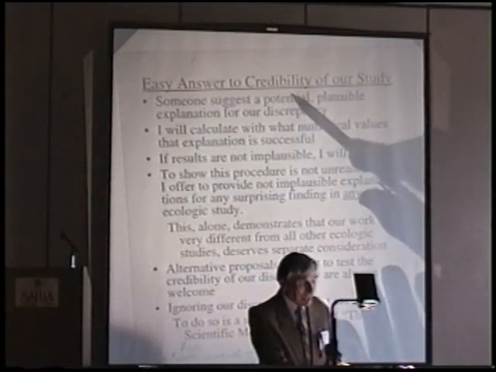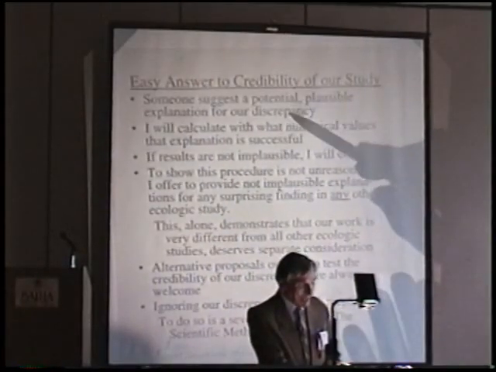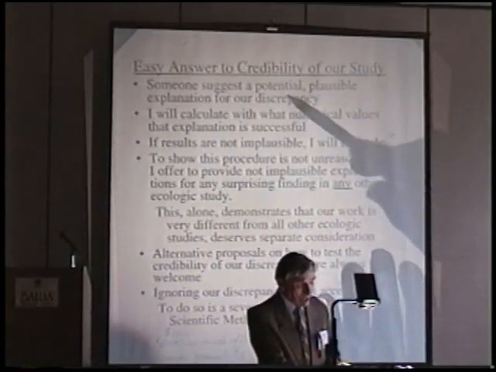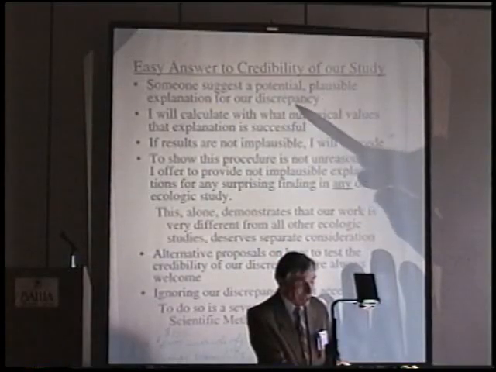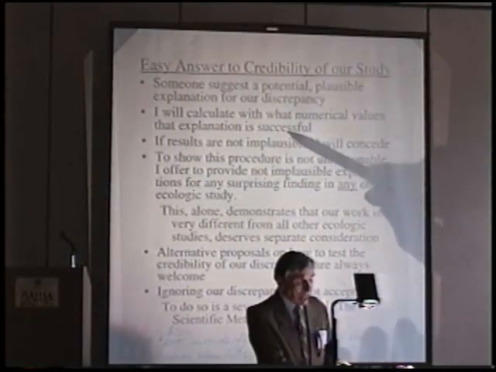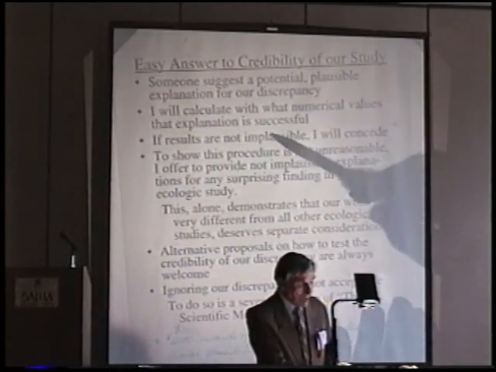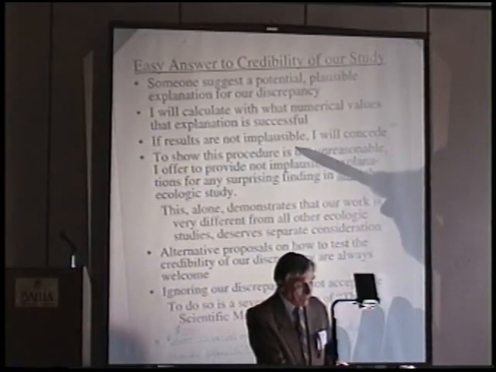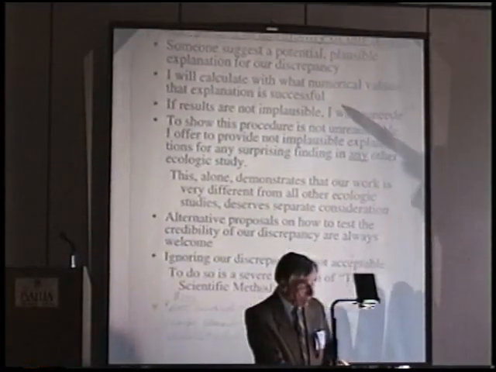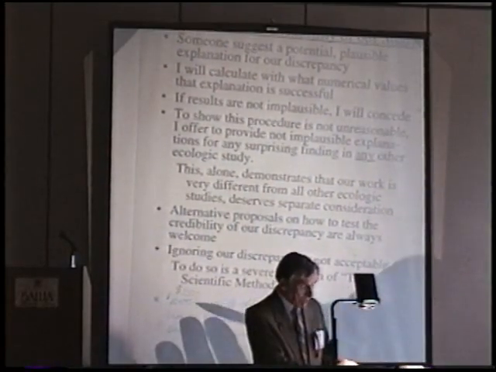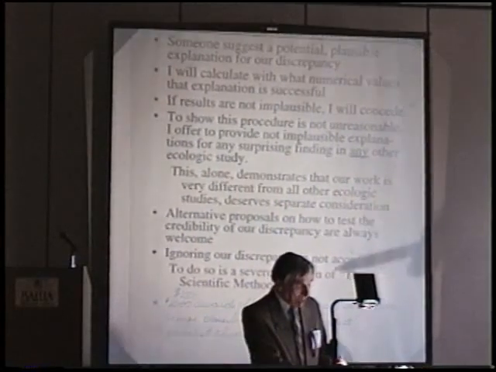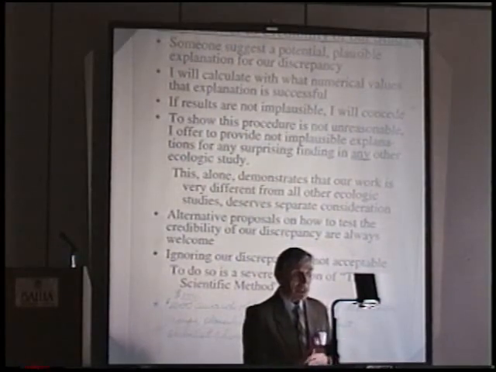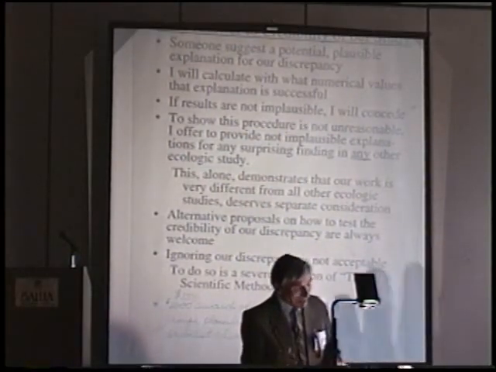But for people who doubt the credibility of our study, there is an easy answer, which I've offered. All that someone has to do is suggest a potential plausible explanation for our discrepancy. I'll calculate what numerical values of that explanation are successful in explaining it. And if the results are not implausible, I will concede. And my offer now is up to $2,500. And this has been offered through email discussion groups. I've tried to get it published in journals, but they won't accept it.